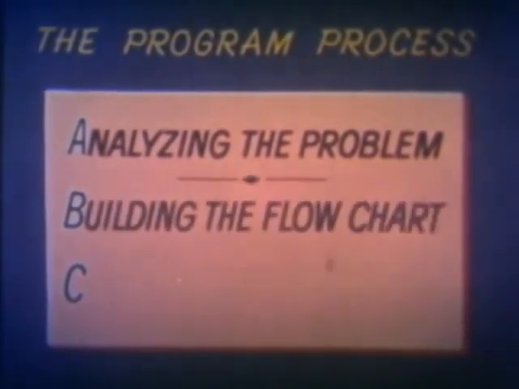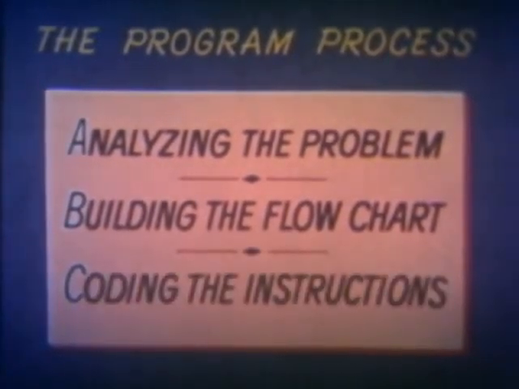The program process may be divided into three steps. Analyzing the problem to determine the factors and the best method of working out a solution. Building a flow chart of the operations to be performed by the computer. And coding the instructions, converting them into computer language. It is the purpose of this film to show in a brief and general way what is involved in these steps.